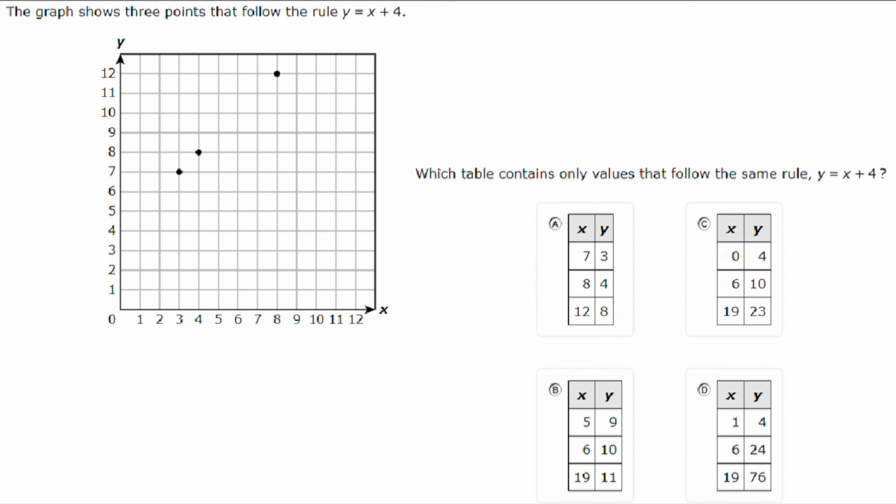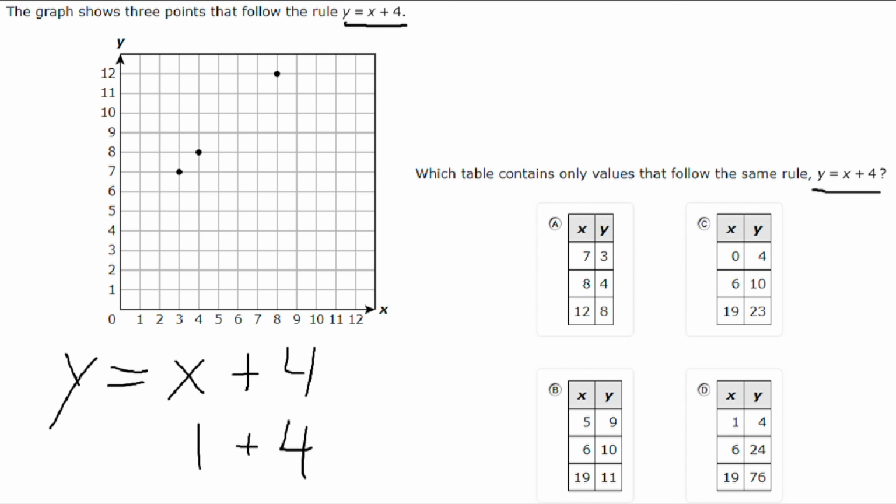So our question is centered around this equation, y equals x plus 4. What does this equation mean? This equation means for every value of x, we need to add 4 to get our value for y. So if x is 1, that means y is going to be 5, right?